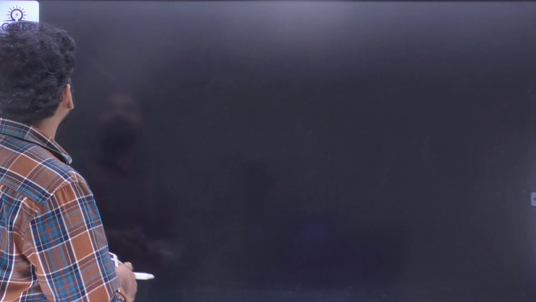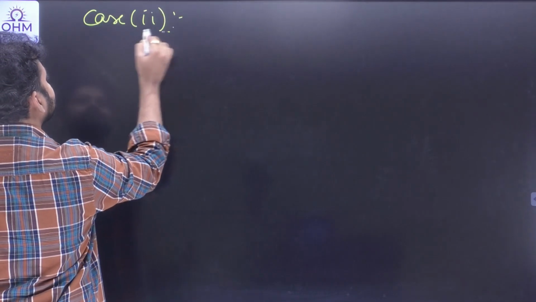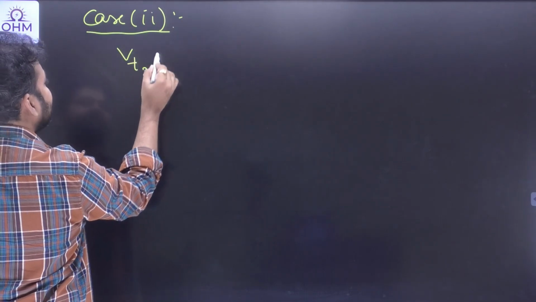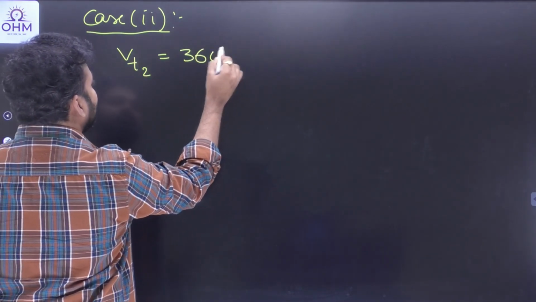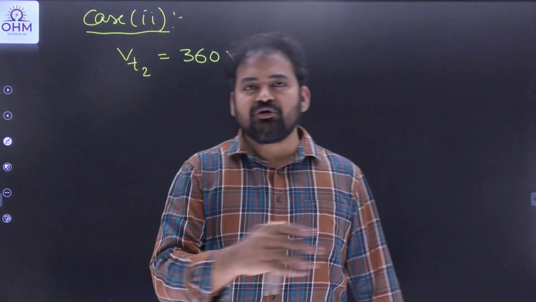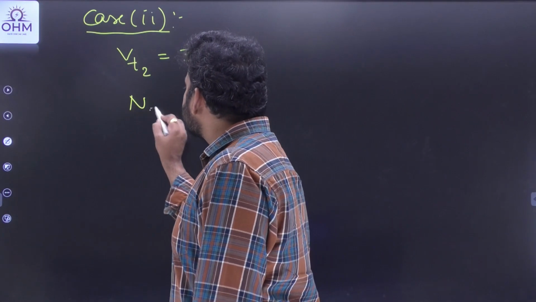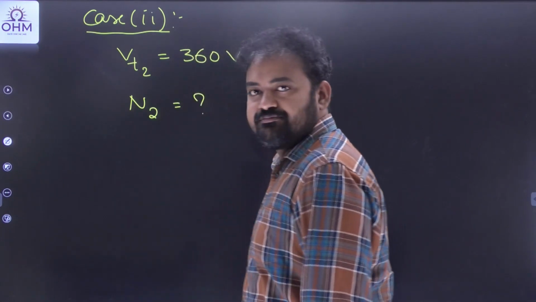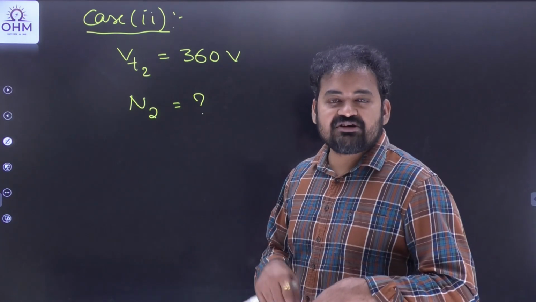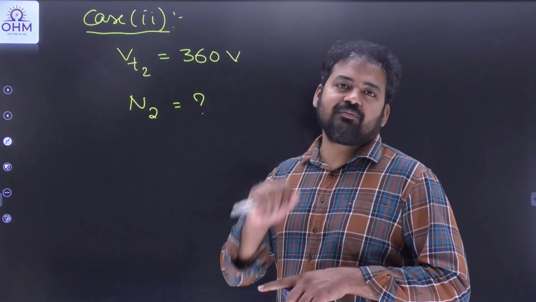Now in the next case, what happened? Voltage was reduced by 10%, which means the new voltage is 360, because rated voltage is 400, guys. If I remove 10%, 360 will be the new voltage. Okay. Now the question is what is the new speed of the motor. But to calculate new speed, first I need a new back EMF.